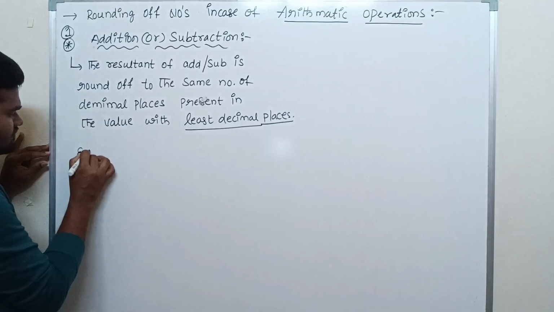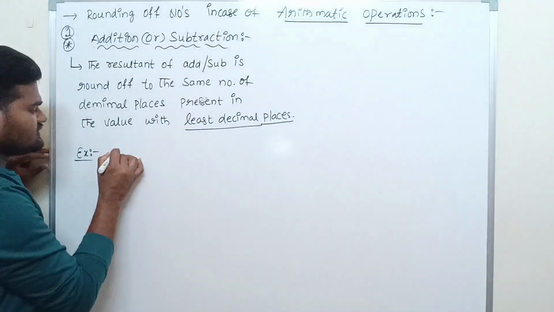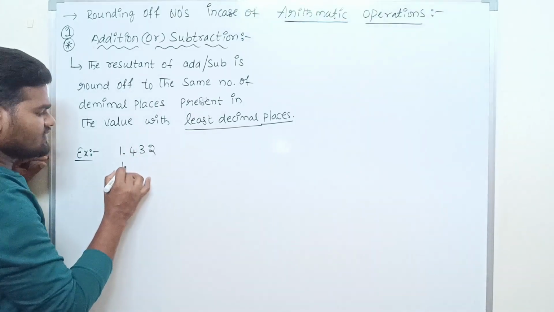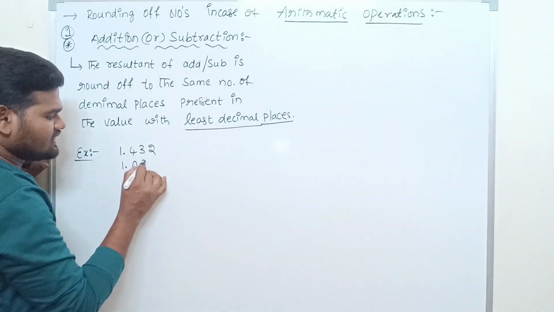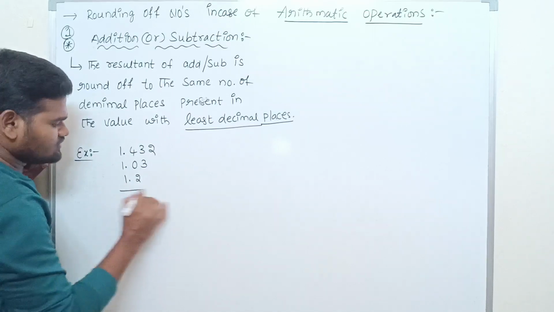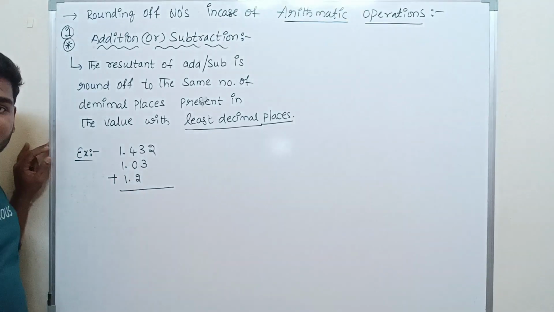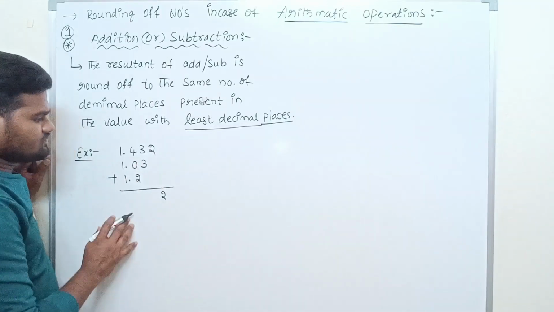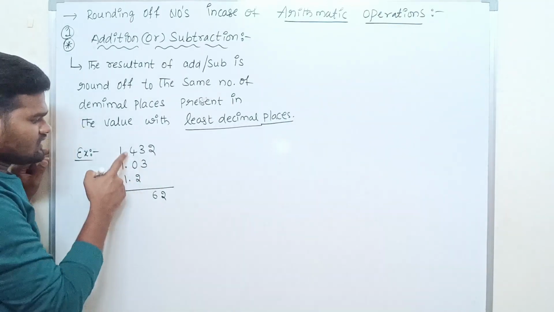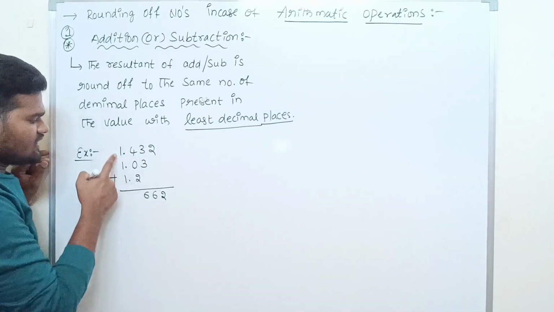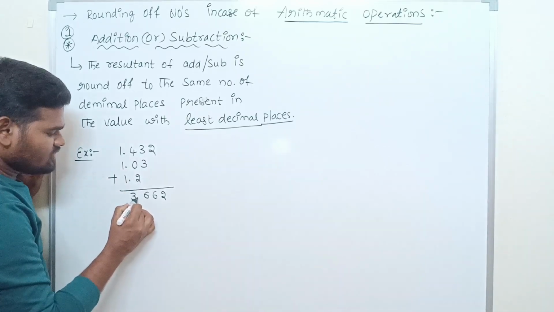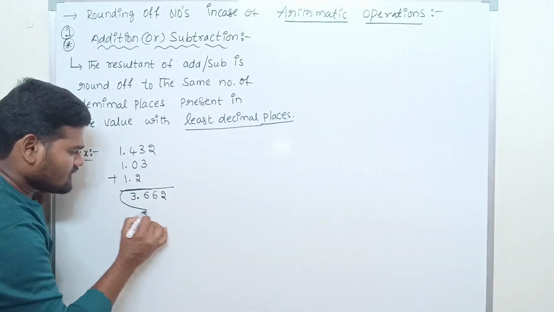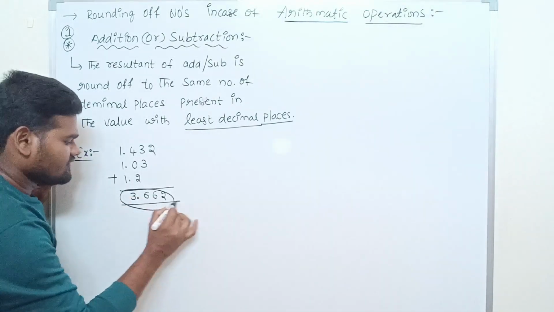Example: I'm just adding 1.432 plus 1.03 plus 1.2. So I'm adding these numbers. We get 2, 3 plus 3 is 6, 4 plus 2 again 6, 1 plus 1 plus 1 is 3. So we got 3.662. Now we have to round off this resultant.